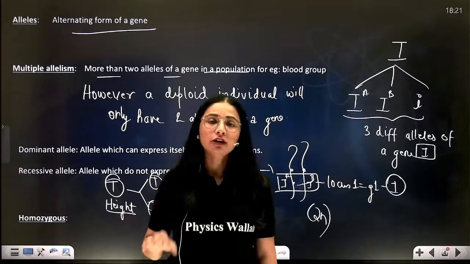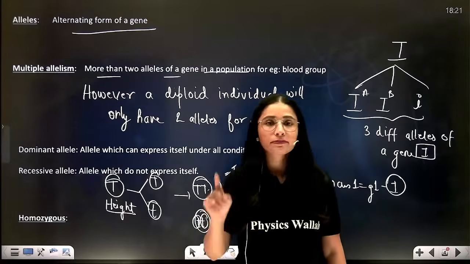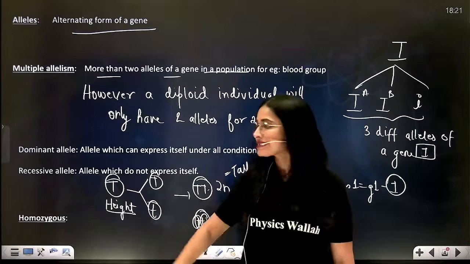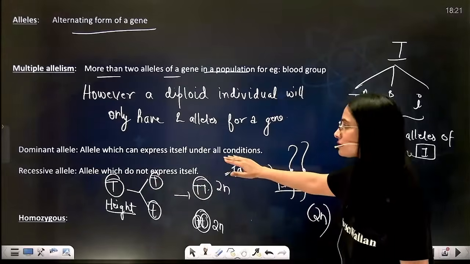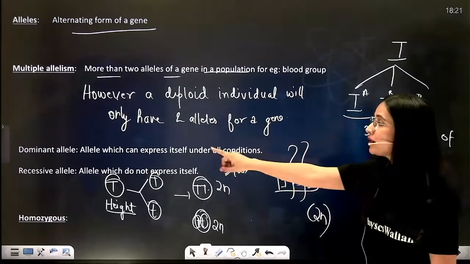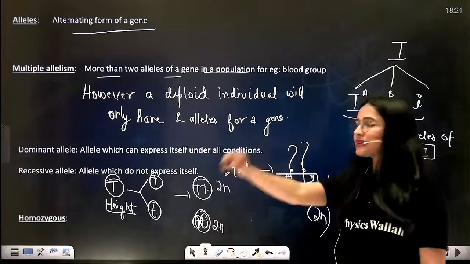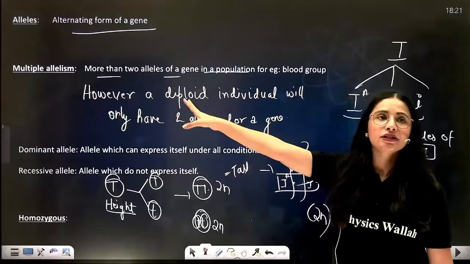Understood? So how many types of alleles can there be? Two types, dominant and recessive. Dominant alleles express themselves under all conditions. Recessive alleles do not express themselves under any condition.